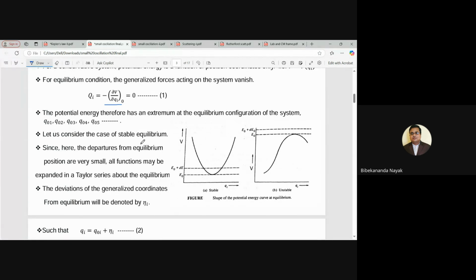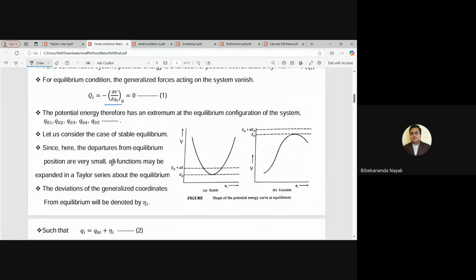Let us consider the stable equilibrium. Here the departure from the equilibrium position is very small. So only for stable equilibrium does it execute simple harmonic motion or small oscillation. We don't discuss unstable equilibrium because it has unbounded motion, there is no oscillation. When it asks to find the frequency of oscillation, we only focus on stable equilibrium. We first calculate the equilibrium point, then check whether it is stable or not. Then only do we go for its frequency. If it is unstable, then there is no frequency, no oscillation. So this is the formulation of the problem, how the small oscillation problem is set.